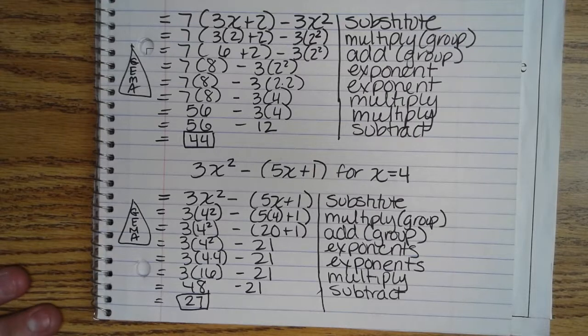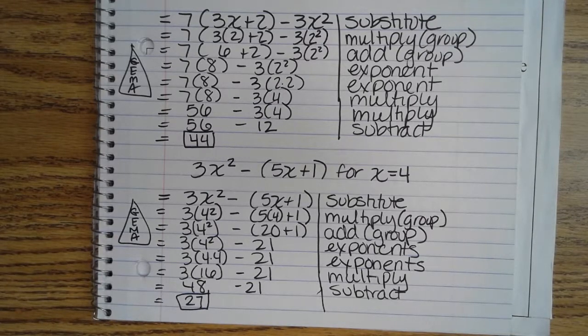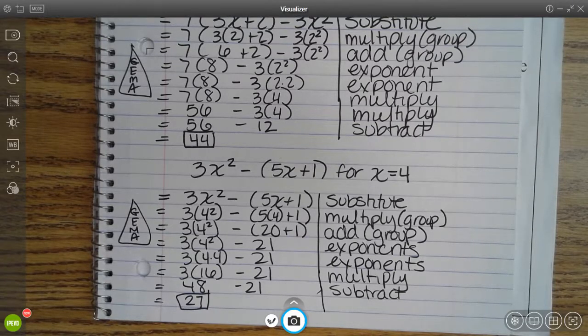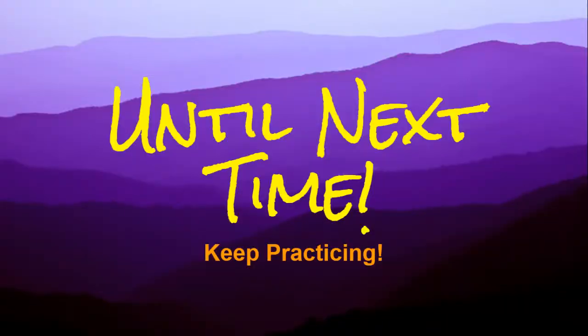Okay. Make sure that you are taking all of those notes as they are put there for you. The notes should look like this when I check them. And until next time, keep practicing.